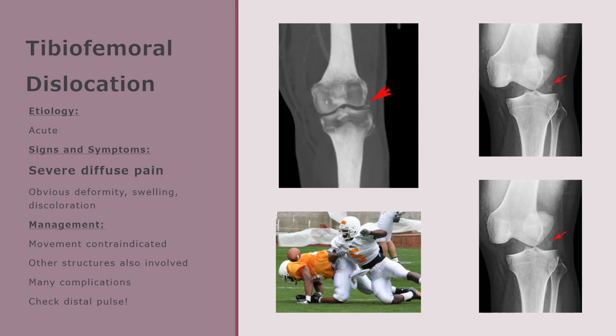Tibiofemoral dislocation, also known as a knee dislocation. Knee dislocations are commonly accompanied by arterial or nerve injuries, which makes them very serious. Most anterior dislocations result from hyperextension. Most posterior dislocations result from a posteriorly directed force to a proximal tibia, while the knee is slightly flexed. Knee dislocations commonly result from severe trauma, for example, a high-speed motor vehicle crash or a severe sports injury.